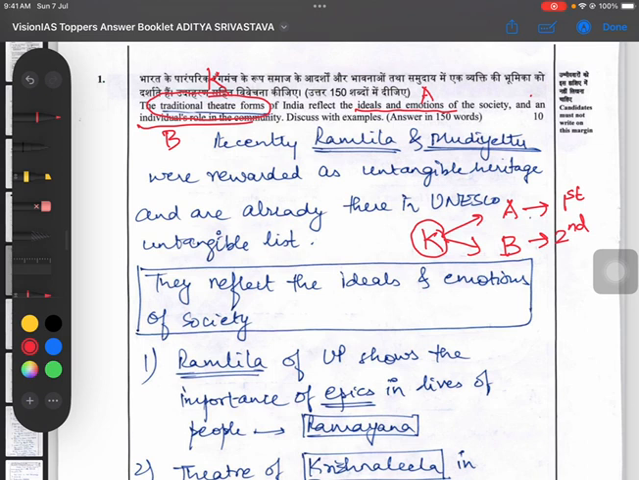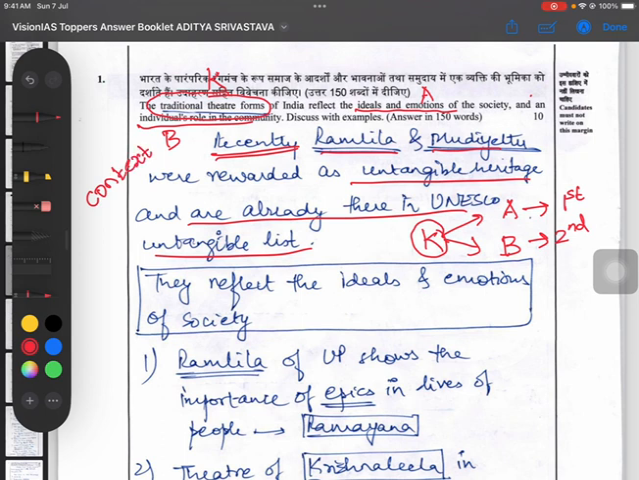So let's see how the topper has written his introduction. Here we can see recently Ram Leela and Mudiyettu were recognized as intangible heritage and are already there in the UNESCO intangible list. So here the topper is giving the context of the question in the intro. Actually there are different ways to write an intro. We will be discussing them in our Phoenix program. For the details you can refer to our Telegram channel.